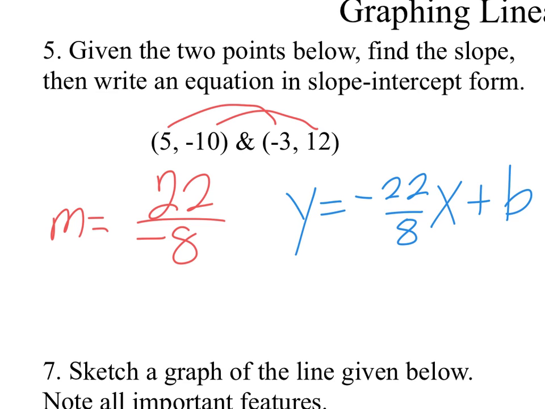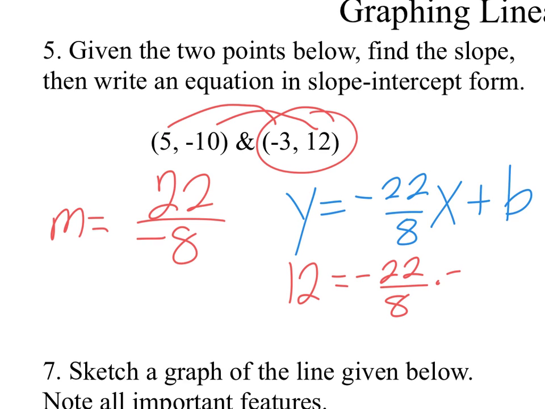I need to find out what b is, and to do that, I can plug in one of these points. Maybe that guy. No reason in particular. So 12 is y. Negative 22 over 8 times negative 3 plus b, and now I'm going to solve for b. Multiplying this stuff, which is really negative 22 times negative 3, 66 over 8.